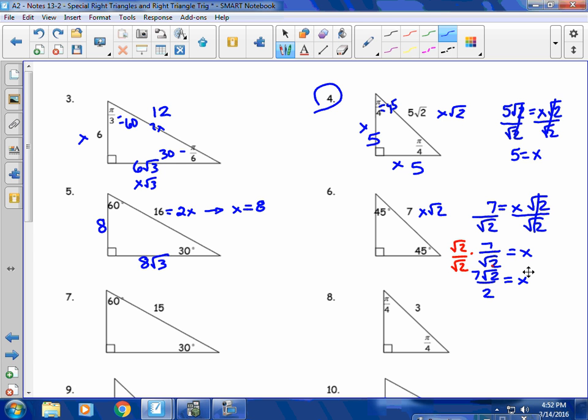Okay, now back to our problem. That's what x actually is. And we know in a 45, 45, 90, these two sides are x. So that means this is 7 radical 2 over 2, and this is 7 radical 2 over 2.